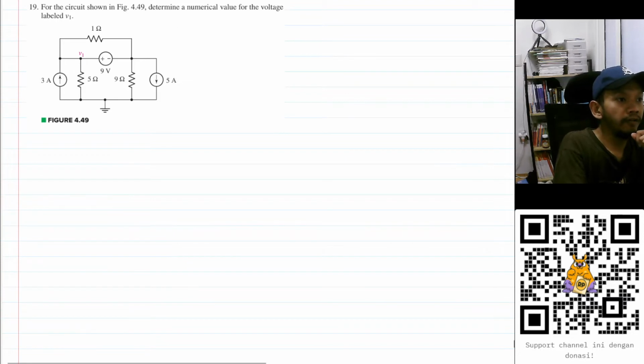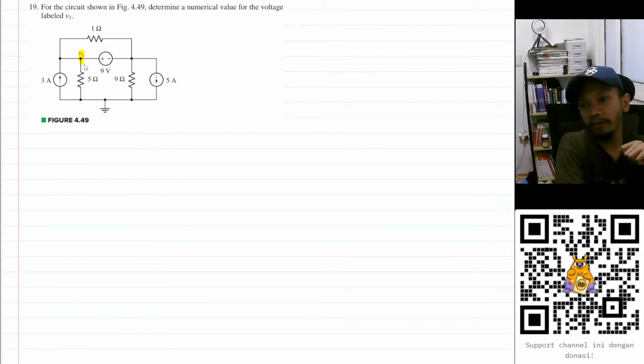So V1 is here, but we have a problem. If we want to use nodal analysis, we have this voltage source between two nodes here. What is the problem? We cannot find the current that passes through this voltage source. So how to deal with that?